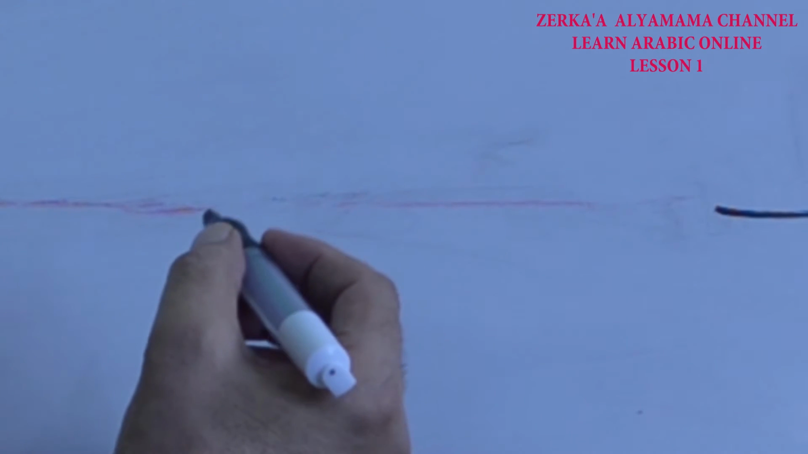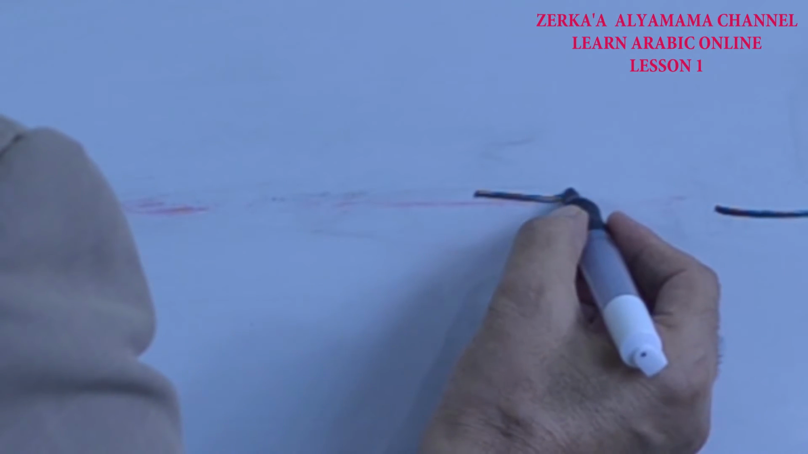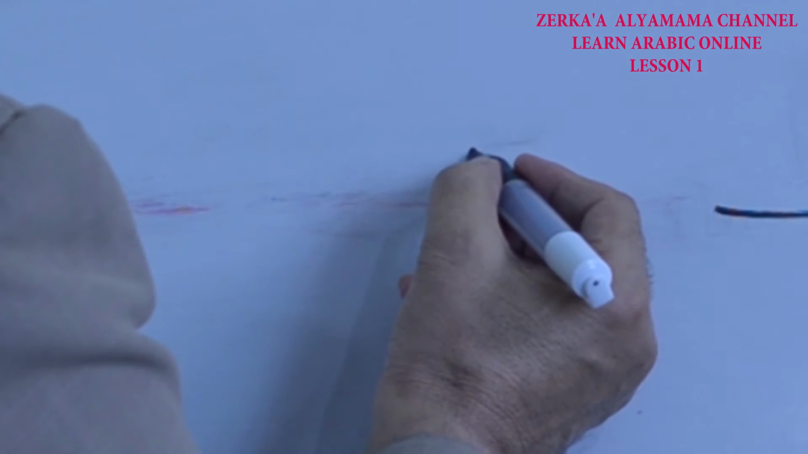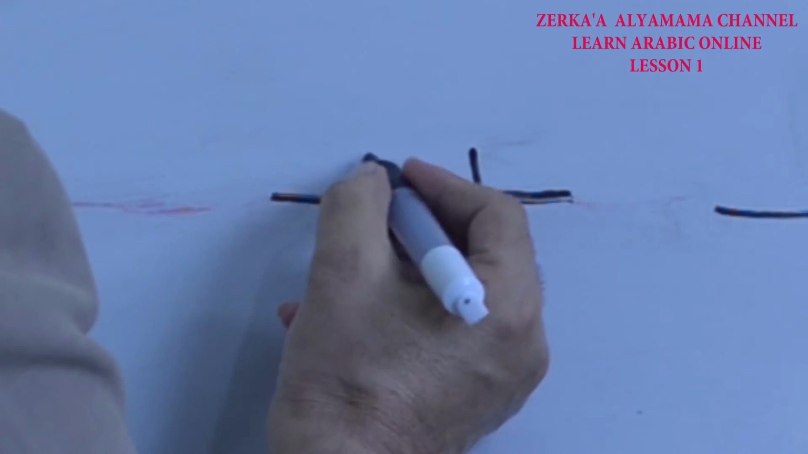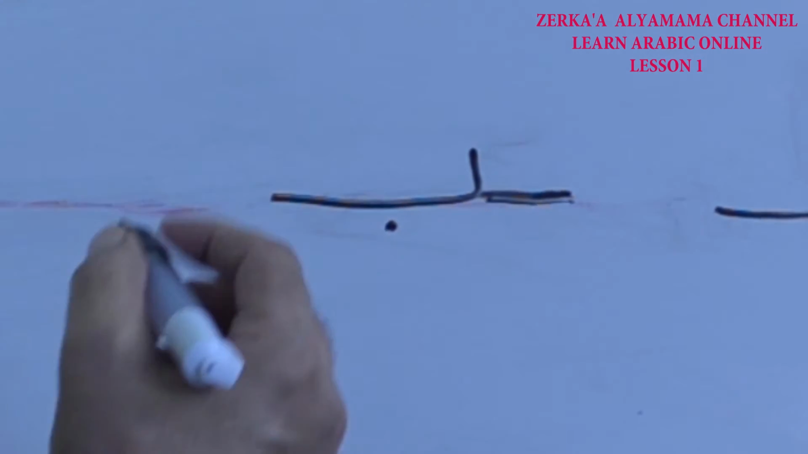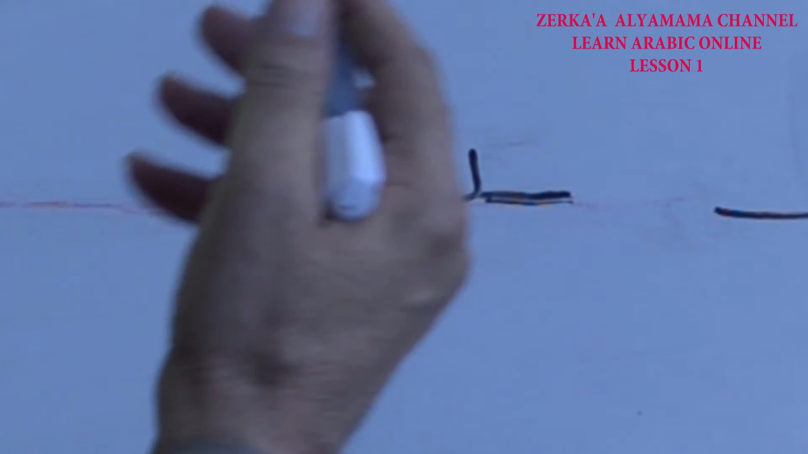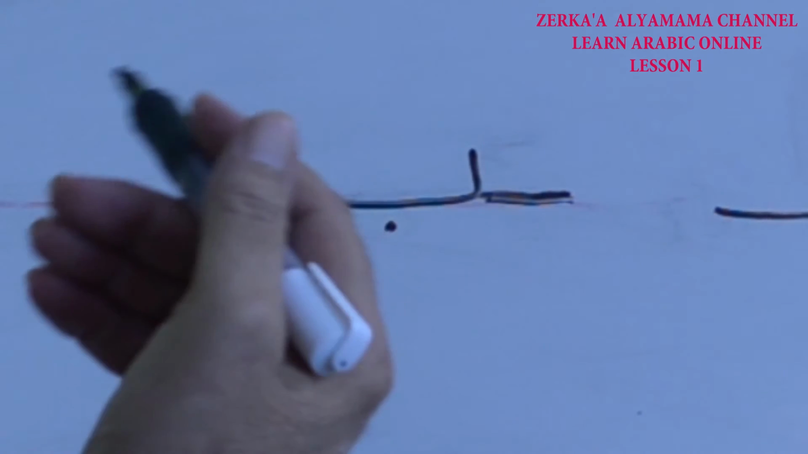In the middle of the word, alif connects with the previous letter. This is the connection tool. This is the ba. And this is another connection tool with the next letter. So ba connects with the previous and the next letter. It connects from both sides.